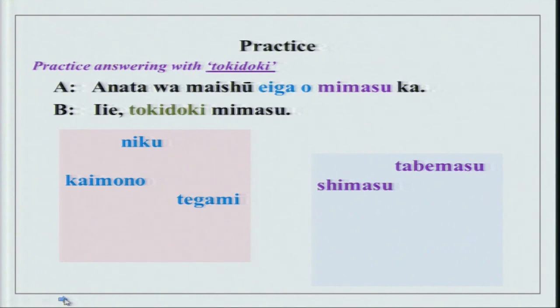Tegami. Tegami is a letter. Anata wa maishu tegami o kakimasu ka? Let us see what is the verb over here. Kakimasu. Kakimasu is to write. Iie, tokidoki kakimasu.